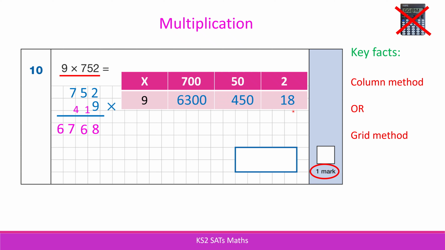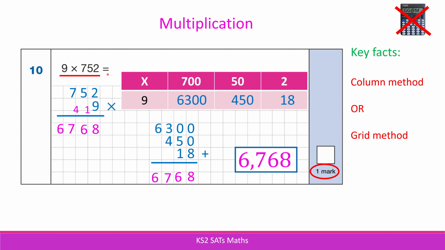Once I've got these 3 numbers here, I'm going to add them together. So I've got 0 plus 8 is 8. 5 plus 1 is 6. 3 plus 4 is 7. And 6 is just the 6 at the front, which gives me the same answer, 6,768. Choose the method that works for you best.